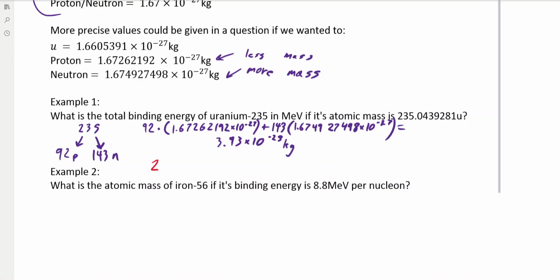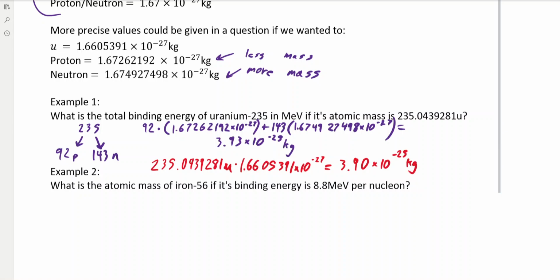But we also need to know the actual mass. This is actually the atomic mass, not the actual mass. So what we're going to do is take this and also multiply it by the ratio here. That is basically just a unit conversion that we're doing right now. So we get an answer that looks something like this.